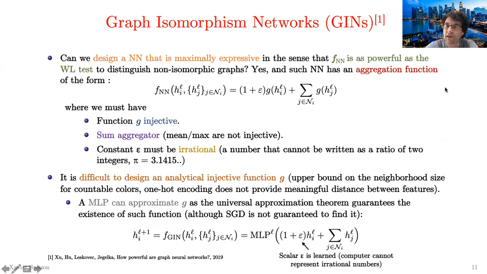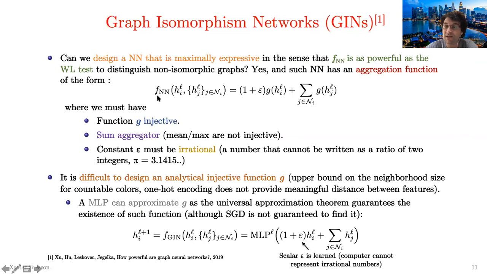So I come back to the question. Can we design a graph neural network that is maximally expressive, in the sense that it is able to distinguish between two non-isomorphic graphs with respect to the Weisfeiler-Lehman test? The answer is yes. And such a function F is going to have this equation here. For this, again, we want F to be injective.